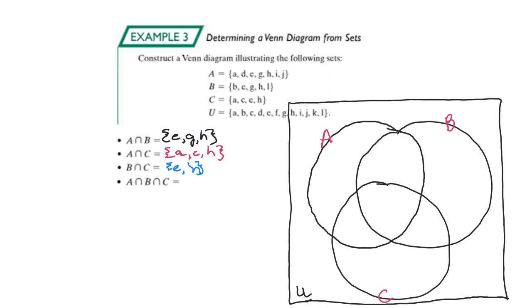There we go. And lastly, we have A intersect B intersect C. We're looking for what A, B, and C have in common. If we look at all of those, it looks like they all have the letter E and they all have the letter H.